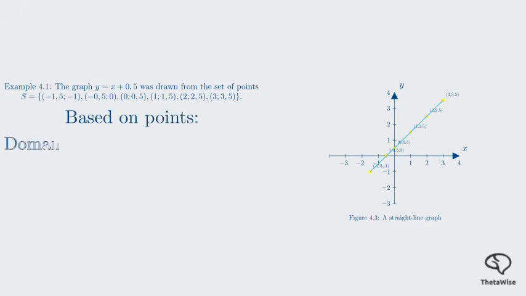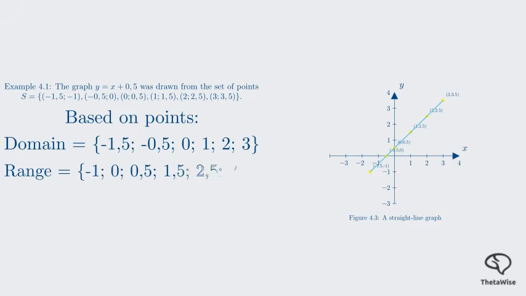So the domain is -1.5, -0.5, 0, 1, 2, and 3. The range is -1, 0, 0.5, 1.5, 2.5, and 3.5.